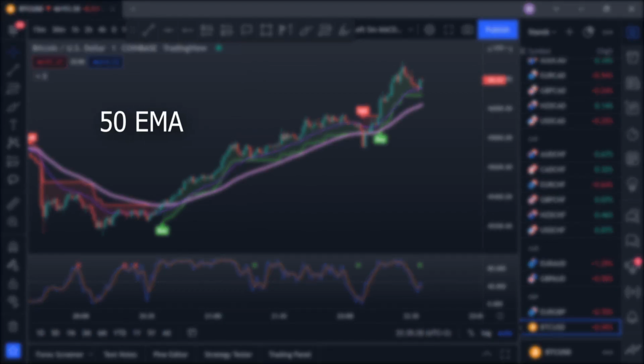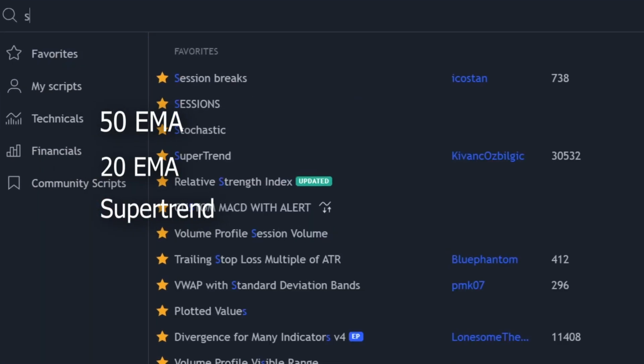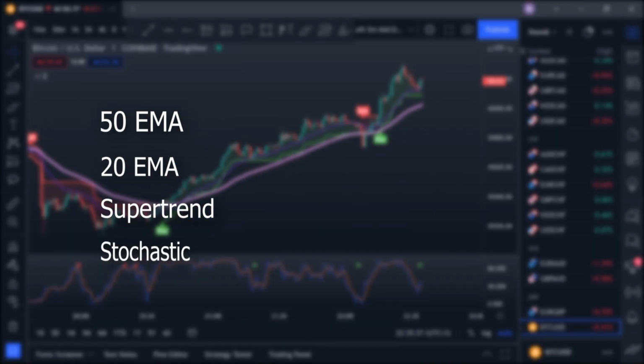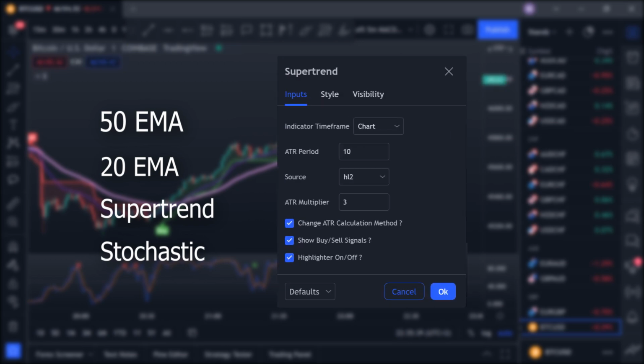So for this strategy we need 4 indicators. We need a 50 and a 20 EMA, the Supertrend indicator by this dude with the unpronounceable name and 30,000 likes, and lastly the Stochastic. For the Supertrend, use the default settings which are posted on the screen now.